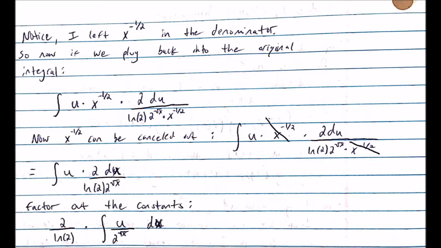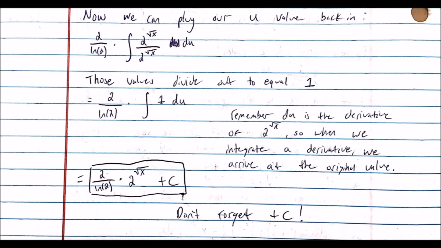So now we factor out the constants because our integration rules tell us that we can do that. So it is now 2 over ln 2 times the square root of u over 2 to the power of square root of x. So now we can plug our u back in that we chose to select as our u earlier, and then we see that it is now 2 root x over 2 root x. So those values can divide out just to equal 1. So that leaves us with 2 over ln of 2 times the integral of 1 du.